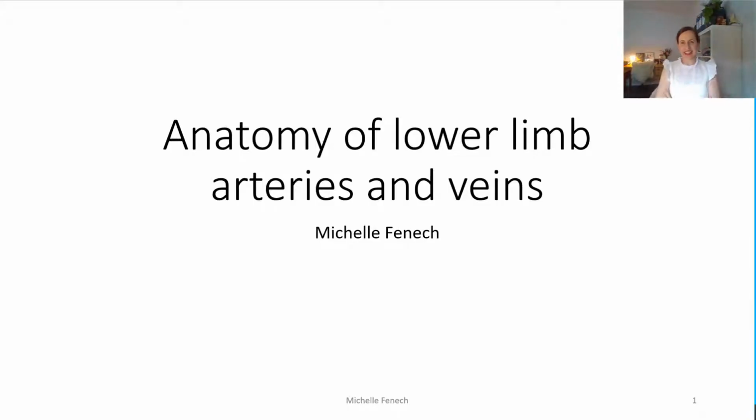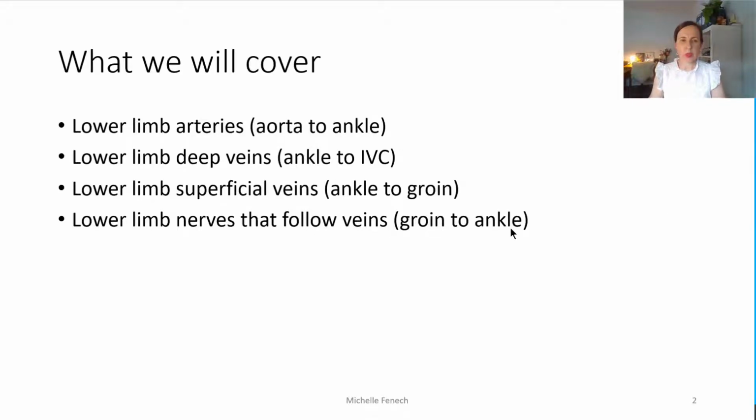Hello, it's Michelle here, and this is a presentation on, well, a series of presentations on the anatomy of the lower limb, arteries and veins. What we're going to cover is the lower limb arteries, and they will extend from the abdominal aorta down to the ankle. We cover those first because the deep veins will follow the arteries. After that, we will cover the deep veins, from the IVC, the inferior vena cava, down to about our ankle.